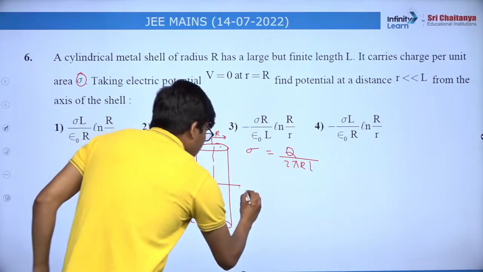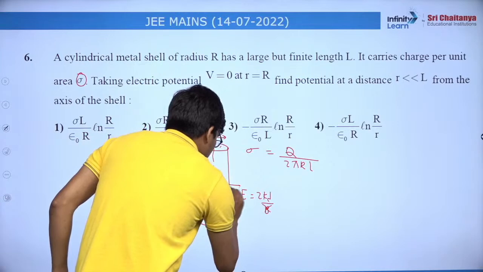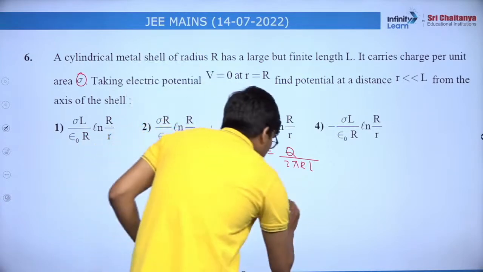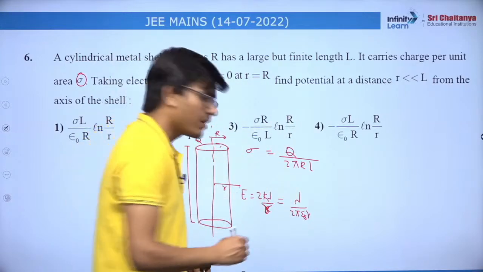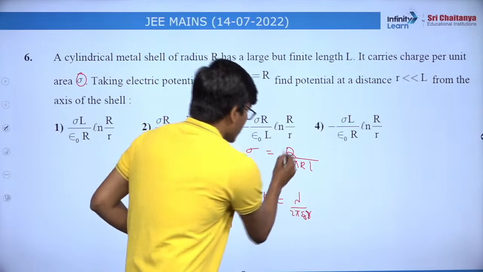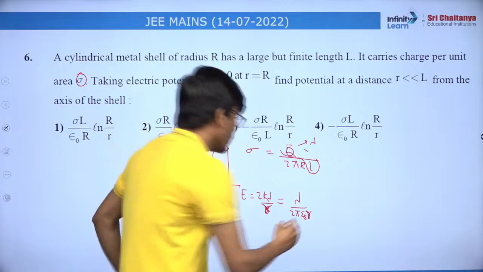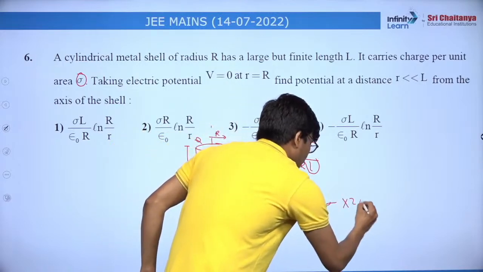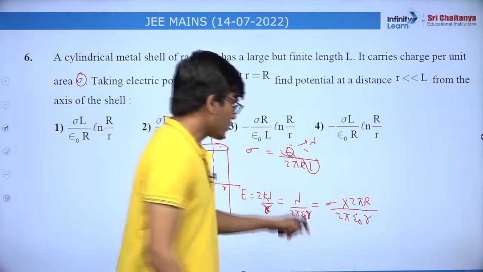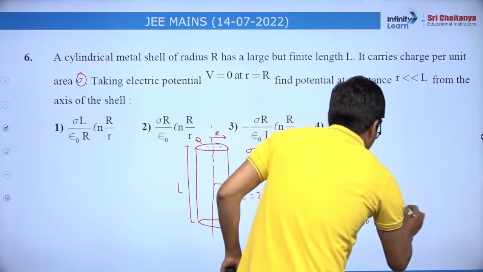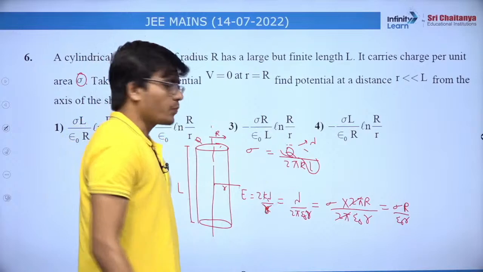The electric field at this point is given by 2k lambda by r, if you remember, where this distance is r, or you can write it as lambda by 2 pi epsilon naught into small r. And lambda is charge per unit length, which can be written as sigma into 2 pi capital R, upon 2 pi epsilon naught into r. So 2 pi and 2 pi cancel. Sigma R upon epsilon naught r is the electric field at this point.